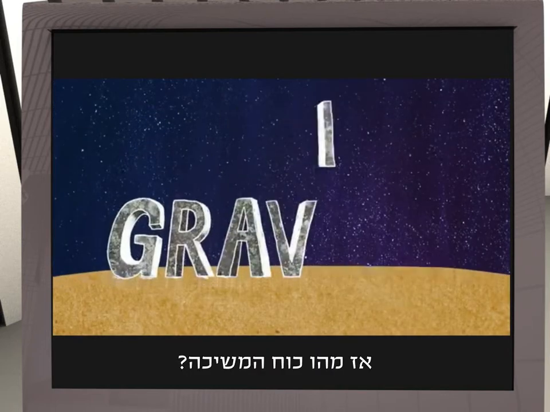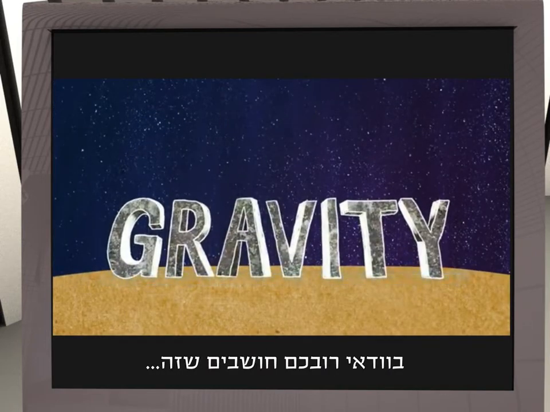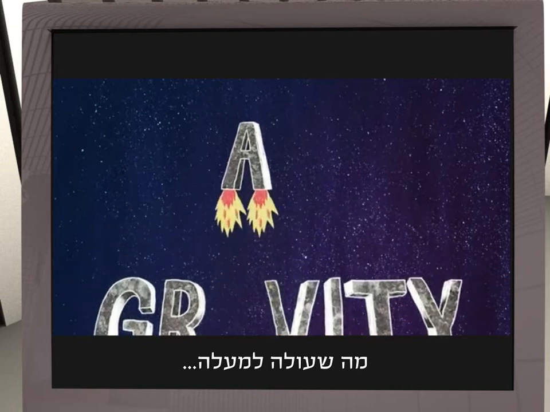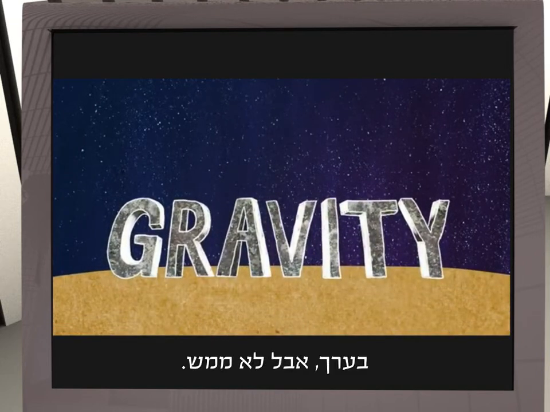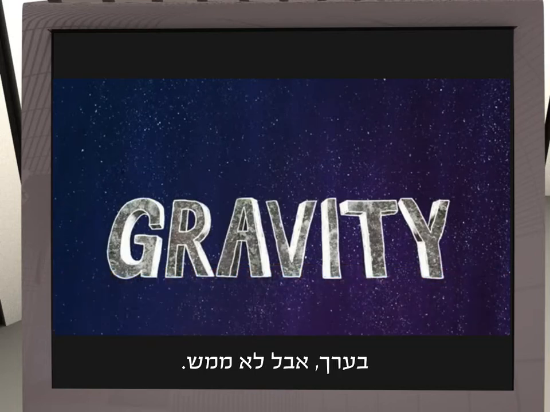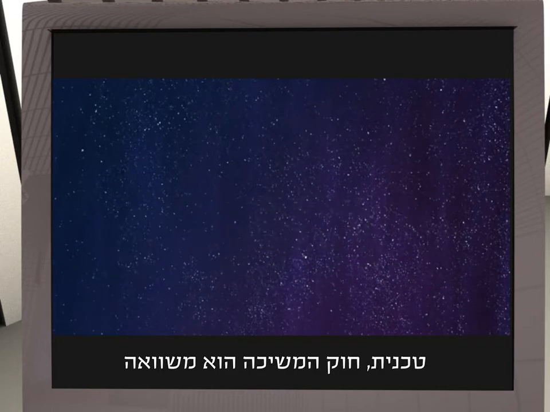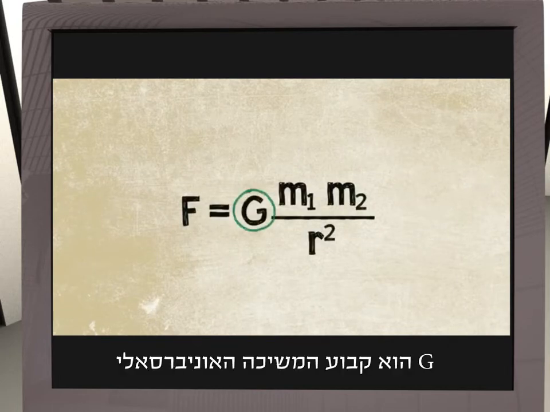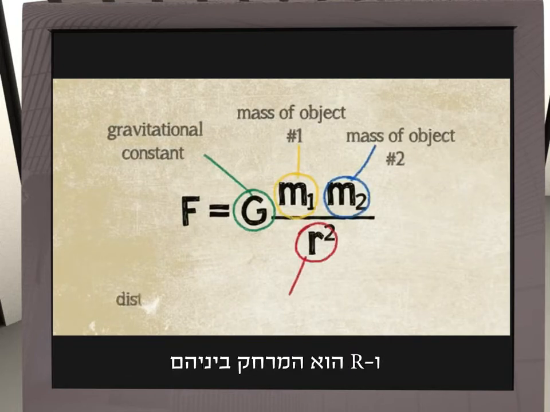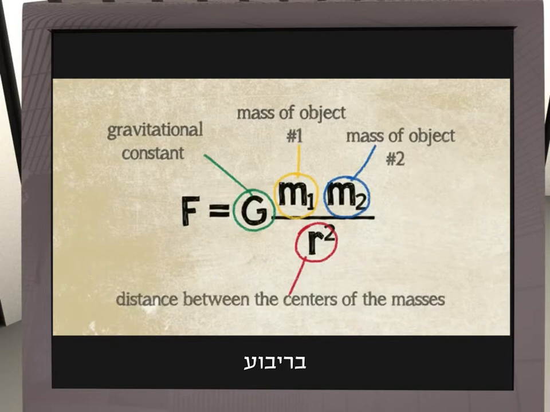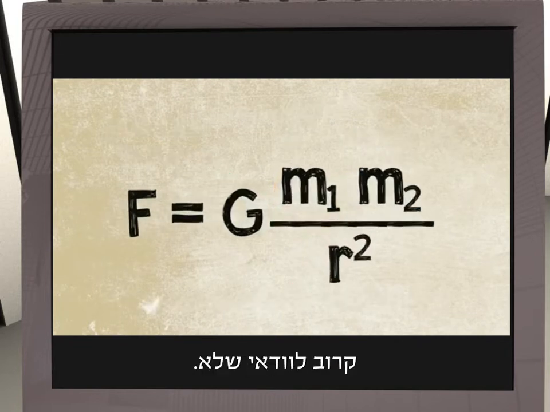So what is gravity? I'll bet most of you think it's what goes up must come down. Is that right? Well, sorta, but not really. Technically, the law of gravity is an equation. It is F equals G times m1 times m2 divided by r squared, where G is the universal gravitational constant, m1 and m2 are the masses of the two objects, and r is the distance between them squared. That was easy, right? Probably not.